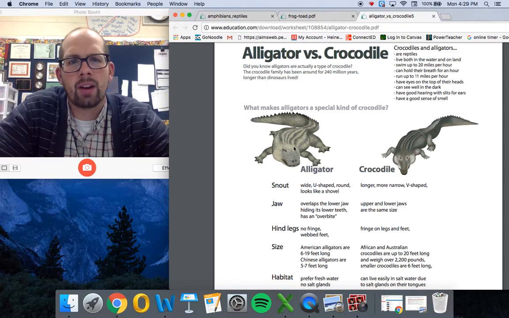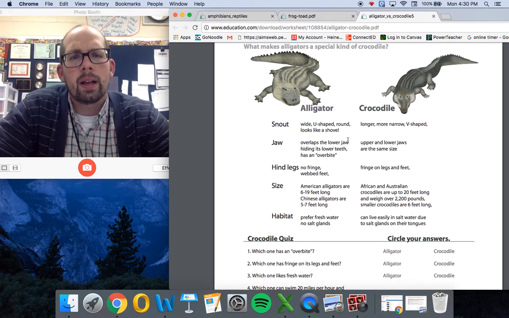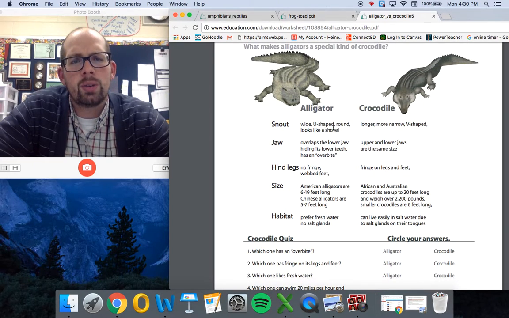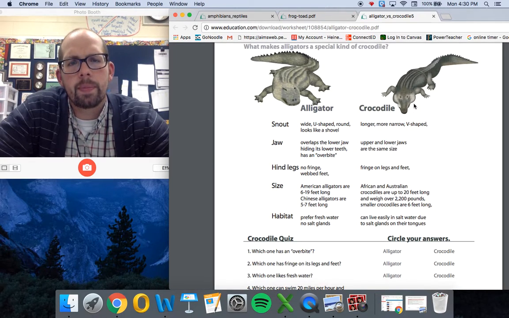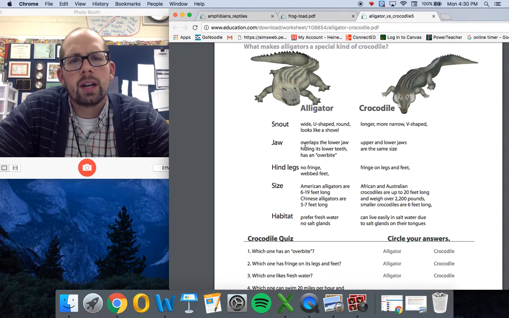What makes an alligator a special kind of crocodile? Well, an alligator's snout is wide, U-shaped, and it looks like a shovel. A crocodile's snout is longer and more narrow. It's V-shaped. The jaws. An alligator's upper jaw overlaps the lower jaw, hiding its lower teeth. It has an overbite. For a crocodile, the upper and lower jaws are the same size.